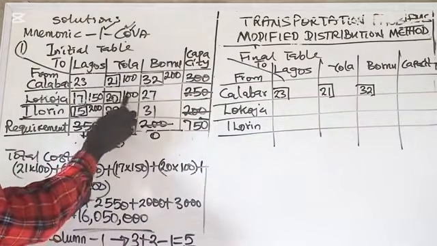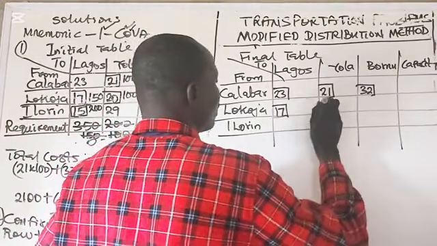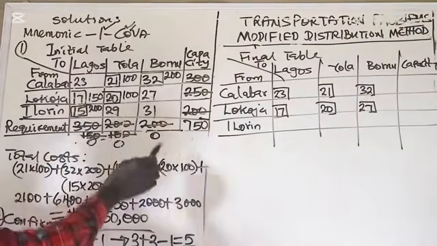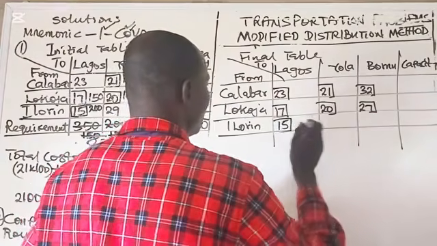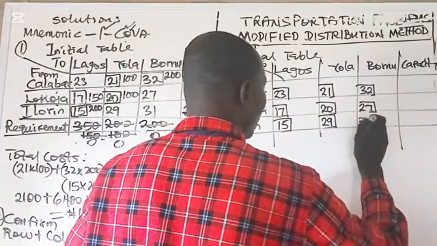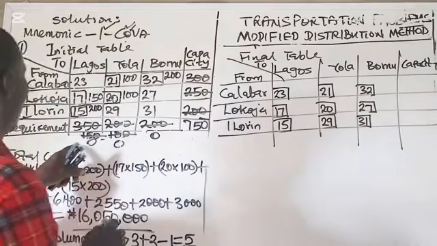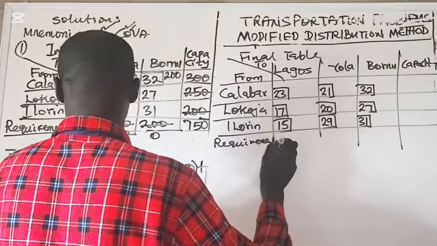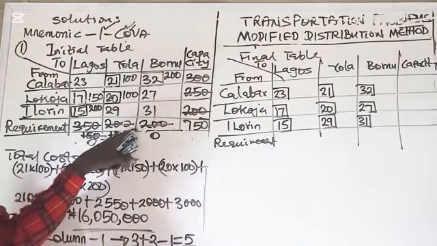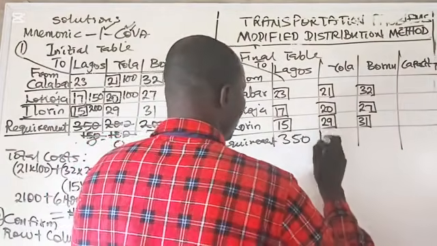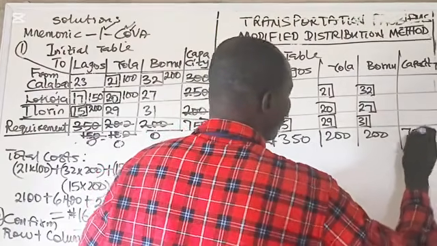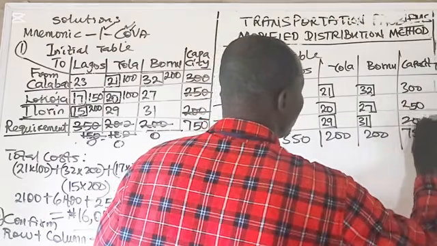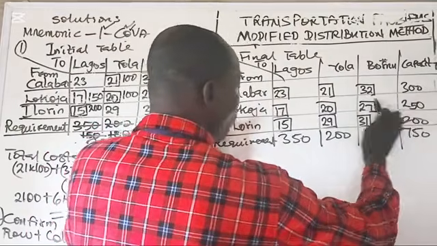Then we have 17, 20, 27. Then 15, 29, 31. So you have 150, this is the requirement. 150, 350, 200, 200 total. We have 350, 200, 200. Total is 750. Then we have 300, 250, and 200. Lokoja to Borno. That is where we have -4.